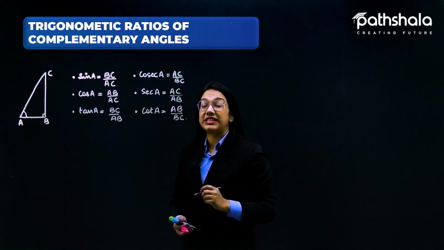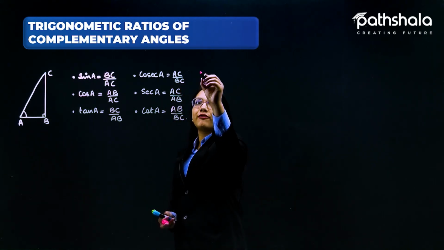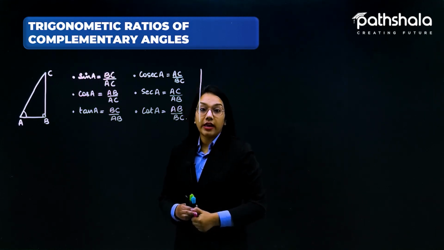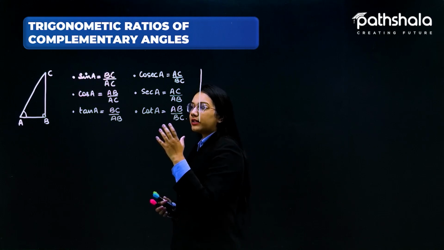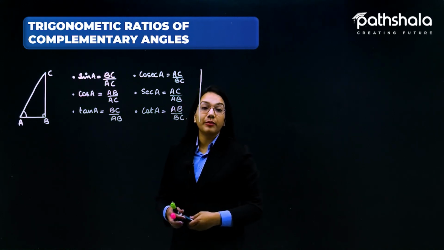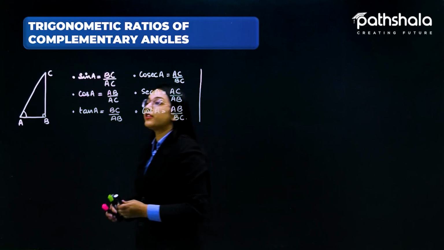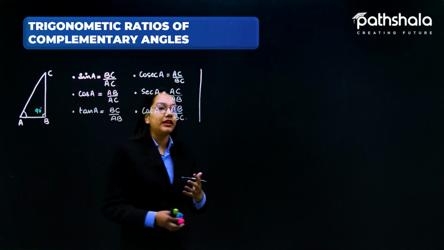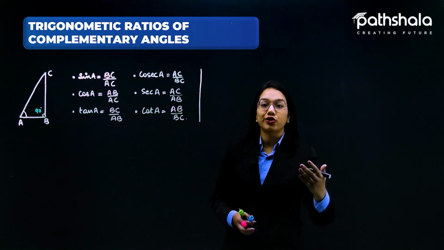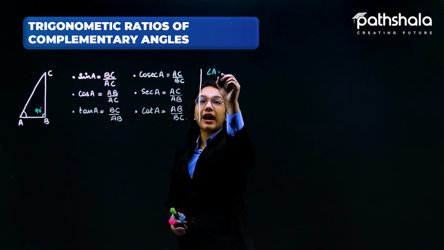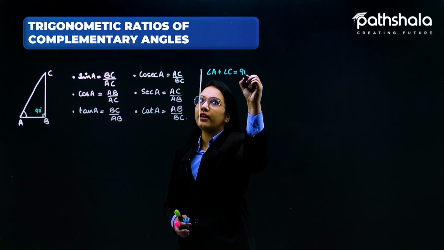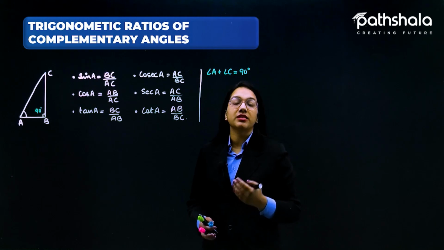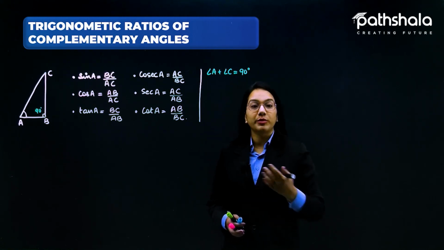Now let us talk about the complementary angles. In this triangle ABC, we know that angle B is definitely 90 degrees. By the angle sum property of a triangle, angle A plus angle C would be equal to 90 degrees. So if angle B is 90 degrees, the sum of the other two angles would also be equal to 90 degrees.